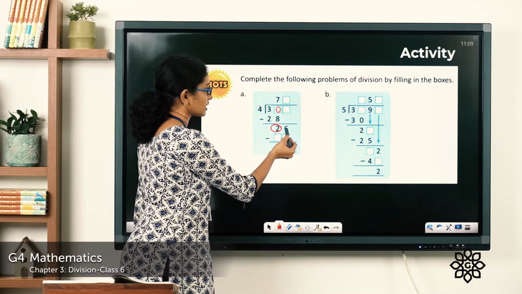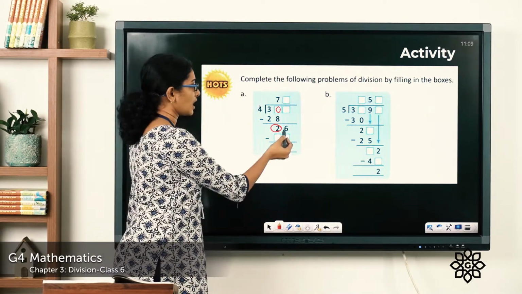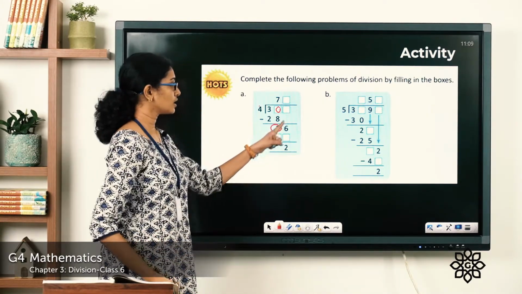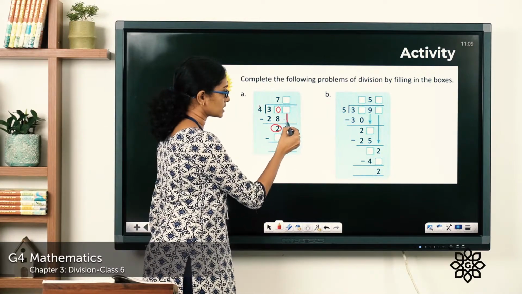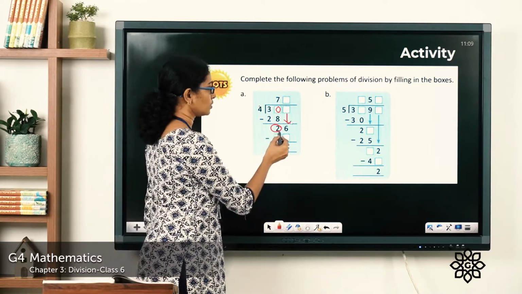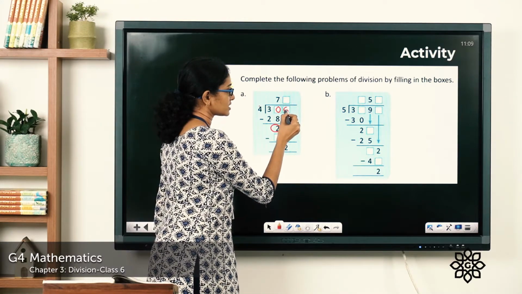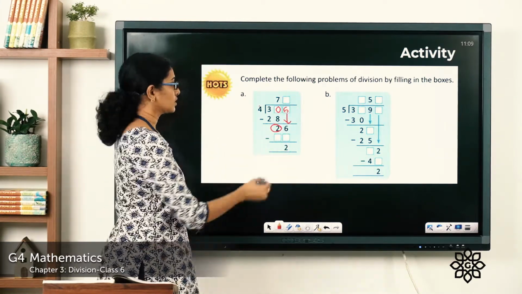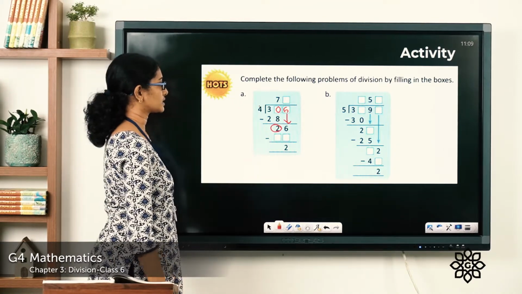Now here you have 6. How do we get 6? When you do the division, when you bring down the next digit, you get this 6 here, right? So from that we know the digit that should come here is 6. So there we have filled in 2 digits.